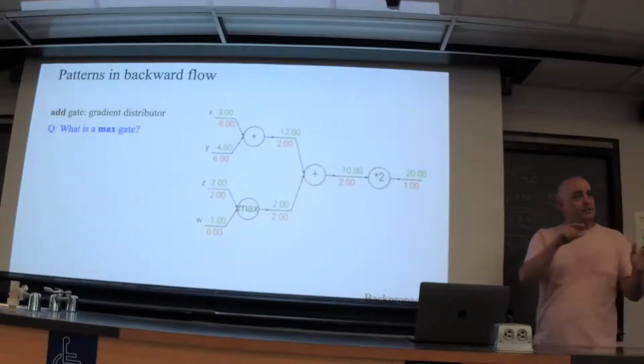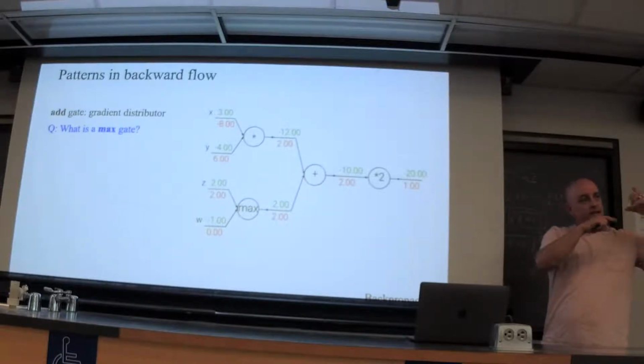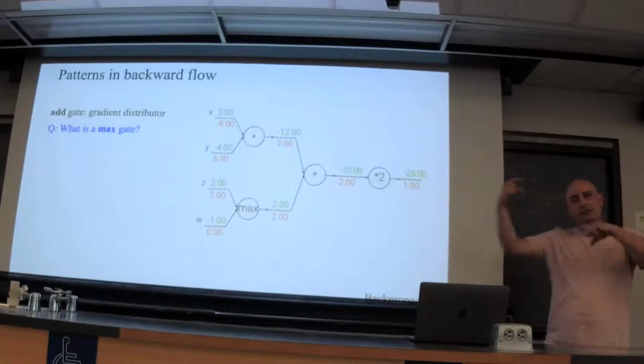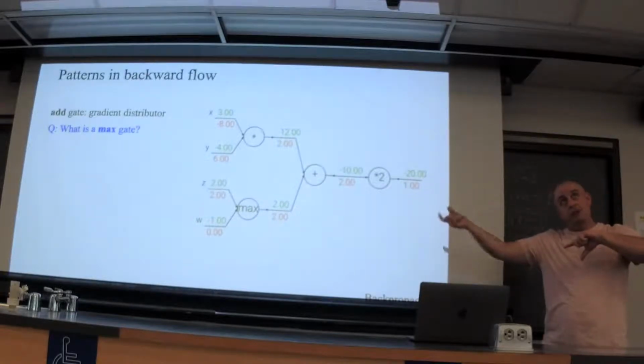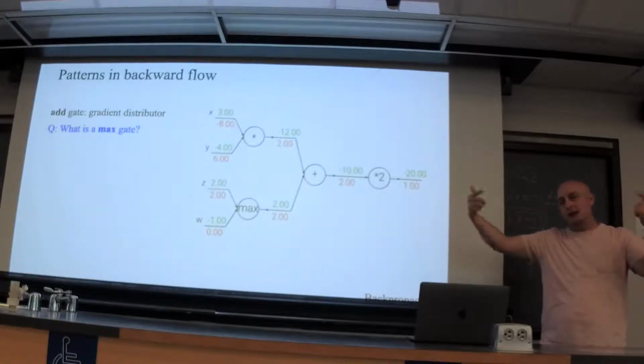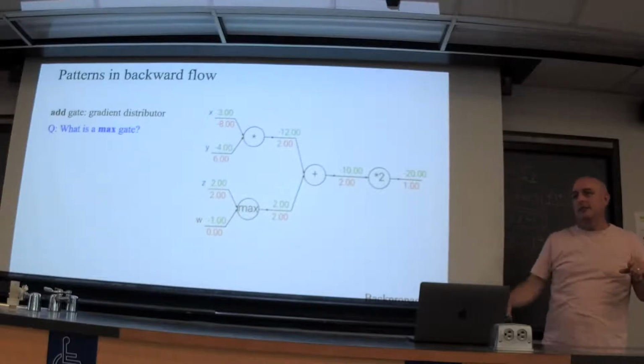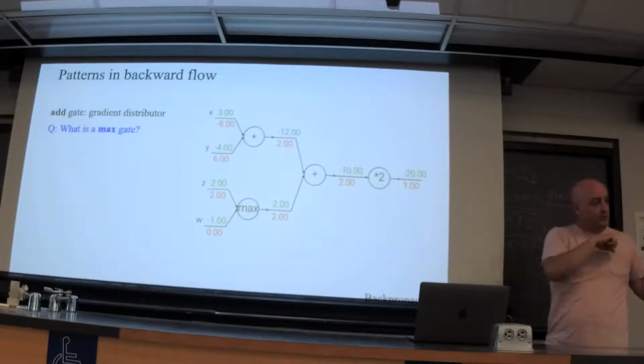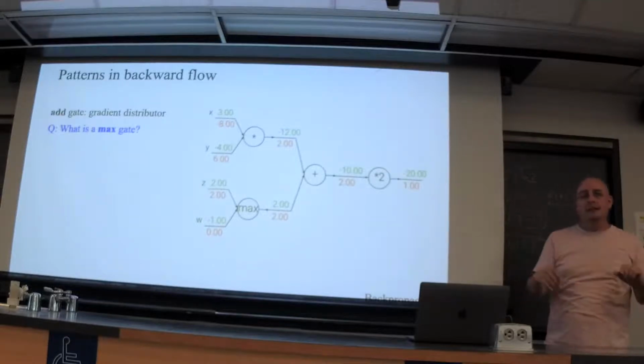One. Because if z is larger than w, the max of z and w is z. So the gradient of z, or derivative of z with respect to z, is just 1, right? What is it with respect to w? 0, right? Because there's no w appearing in that.